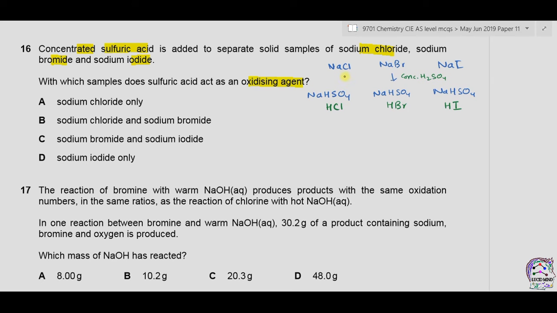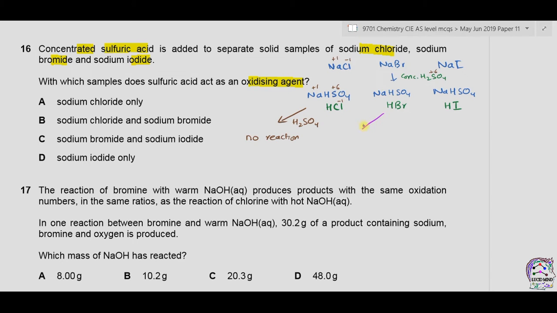So far, no change in oxidation state has occurred. For example, sodium was +1, it is still +1. Cl was -1, it is still -1. Similarly, sulfur in H2SO4 was +6, it is still +6. So sulfuric acid has not yet acted as oxidizing agent. Upon further reaction, we can see that HCl is not oxidized by concentrated sulfuric acid because there is no reaction, as sulfuric acid is unable to oxidize HCl.